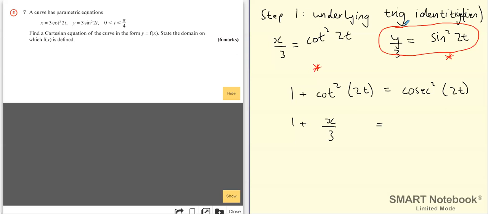Essentially, you've got to think about it: if sine squared 2t equals y over 3, and I flip this the other way around, I get cosec squared 2t, because cosec squared is the reciprocal of sine squared. So now I can replace cosec squared 2t with 3 over y. Does that make sense? Are you happy with that?